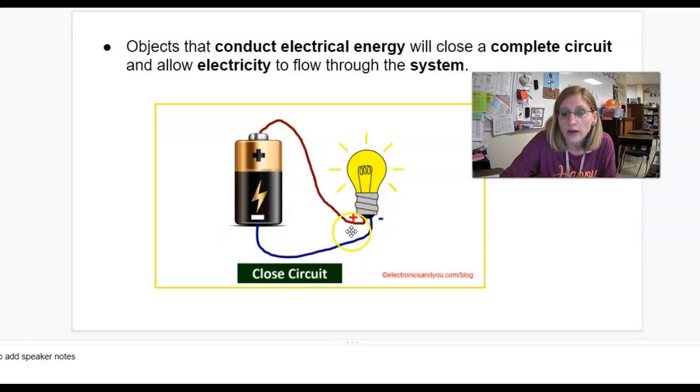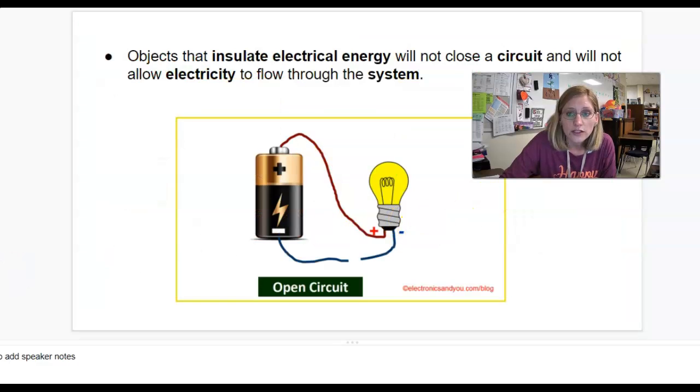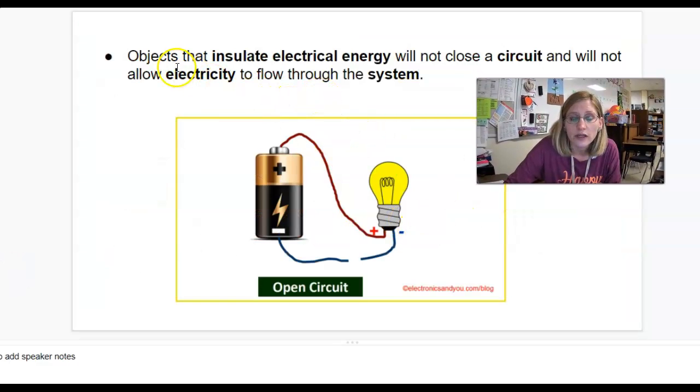There's nothing interrupting it. There's no insulators, just conductors. Insulators will stop the flow of electricity. Conductors will allow the electricity to flow through. So an insulator, objects that insulate electrical energy, will not close. It'll be an open circuit. So this is an open circuit. It'll stop the flow of electricity.